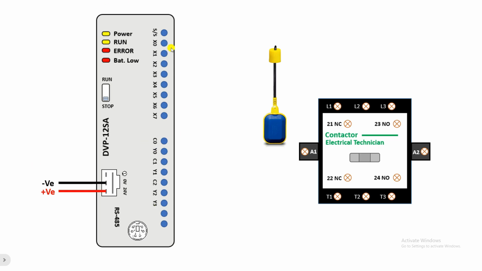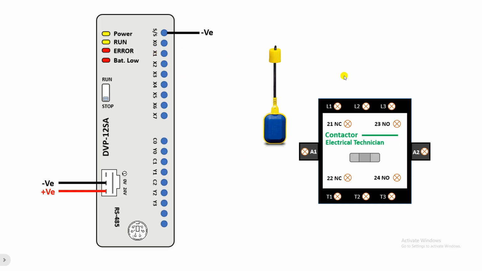The input terminals of the PLC are these: X0, X1, X2, X3, X4. The output terminals are Y0, Y1, Y2. C0 is the common terminal. The S/S terminal is the sink source terminal. First of all, we have to connect the negative power supply to the sink source terminal. After this, the signal which comes from the float switch, we have to connect to the X0, X1 terminals.